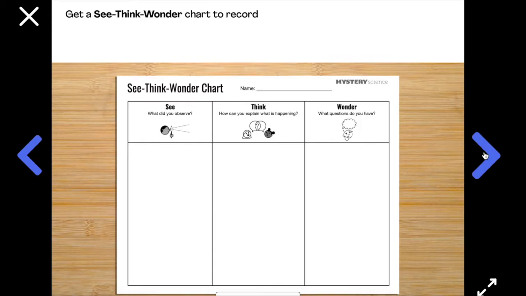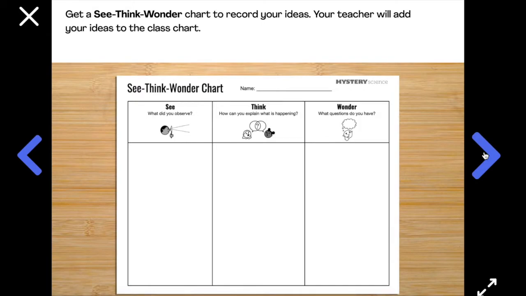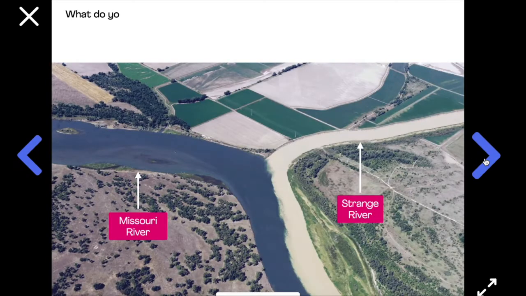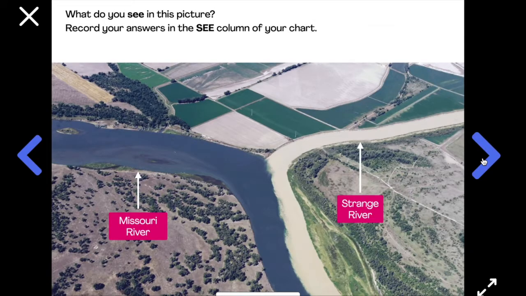Now, we're not going to do a See, Think, Wonder chart together, but if you want to get a notebook, you could jot down some notes about these things for yourself on some scratch paper or in a journal. As you're looking at this picture, what do you see? Jot down the answers in the See column of your journal, or just talk to someone nearby about what you see when you look at this picture.